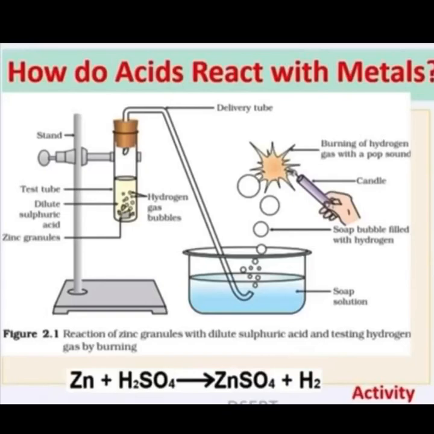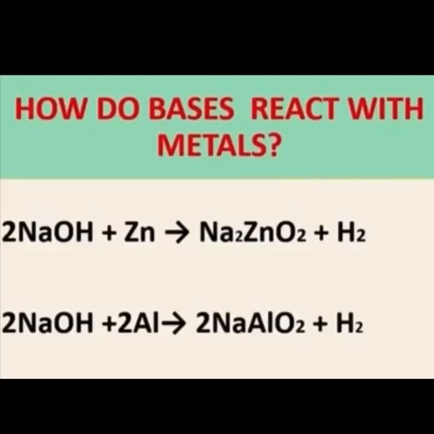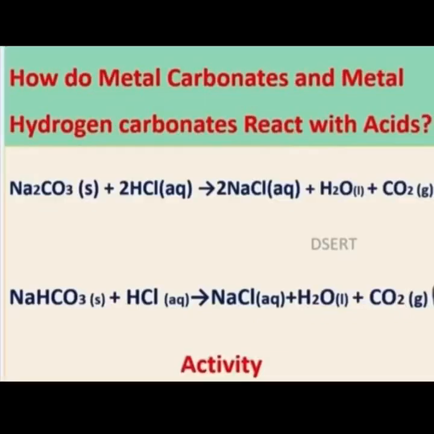Children, when metal is reacted with acid, what are the products formed? Salt and hydrogen gas. When metal is reacted with base, what are the products formed? Salt and hydrogen gas. When metal carbonates and metal bicarbonates react with acids, what are the products formed, children? Salt, water and carbon dioxide. Bases do not react with metal carbonates and metal bicarbonates, children.